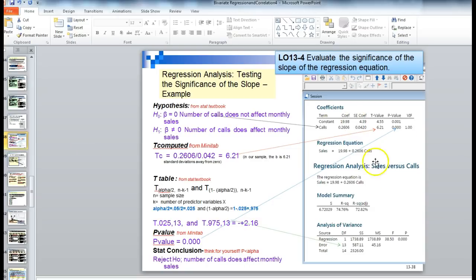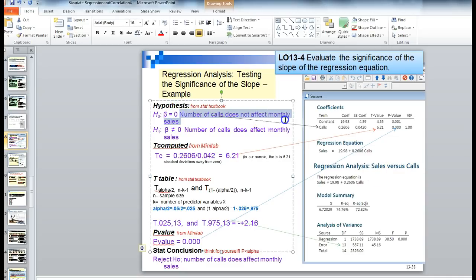All right, here is the output that we just got in Minitab. So my null hypothesis is beta equal to 0: X does not affect Y, the number of calls does not affect sales. The alternative is that the number of calls does affect sales. My T computed is going to be on this. Remember, I always have a computed test statistic, and then right next door is a p-value. Pretty much always that happens.